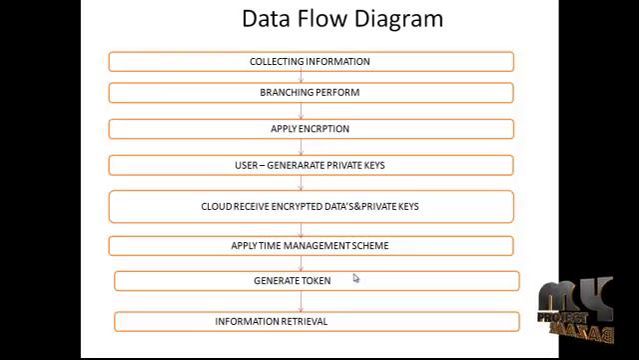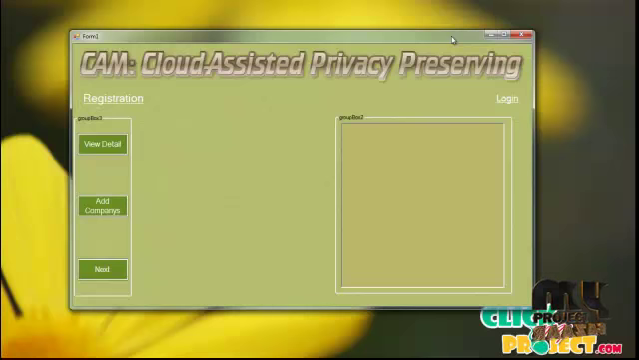The next process is apply time management scheme. In the apply time process, the user retrieving the information should do so within a particular time. After that particular time, the user couldn't retrieve the information. You can see our project demo implements two kinds of schemes, called private proxy re-encryption and time management scheme. Retrieval of the information is only handled by the cloud.